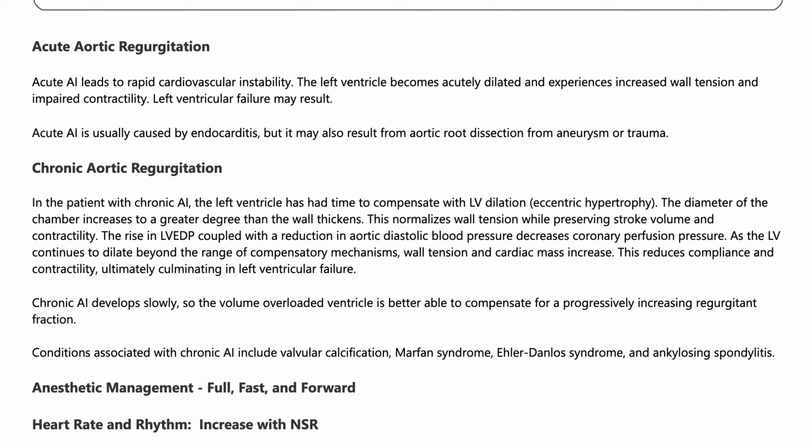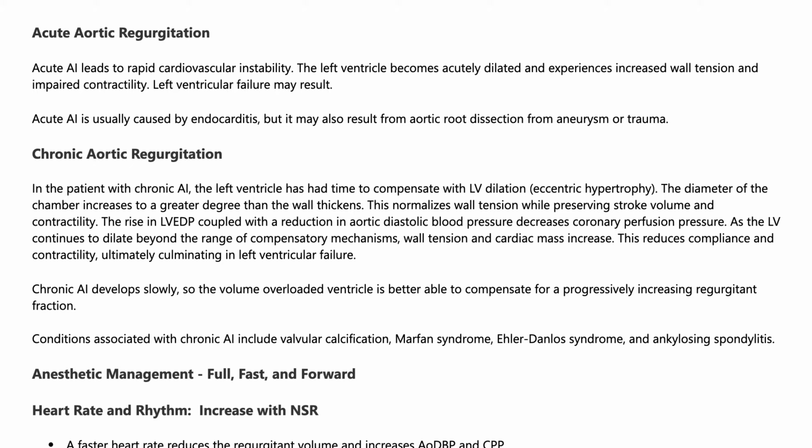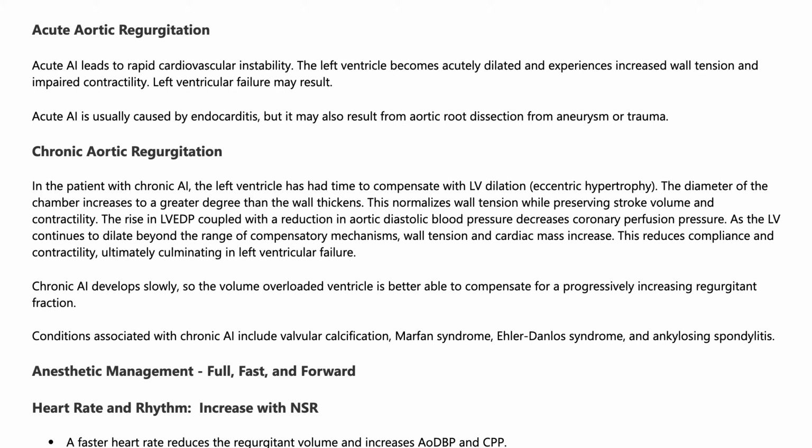The rise in left ventricular end-diastolic pressure, coupled with the reduction in aortic diastolic blood pressure, decreases coronary perfusion pressure. As the left ventricle continues to dilate beyond the range of compensatory mechanisms, the wall tension and cardiac mass increase. This reduces compliance and contractility, ultimately culminating in left ventricular failure. Chronic AI develops slowly, so the volume-overloaded ventricle is better able to compensate for a progressively increasing regurgitant fraction.